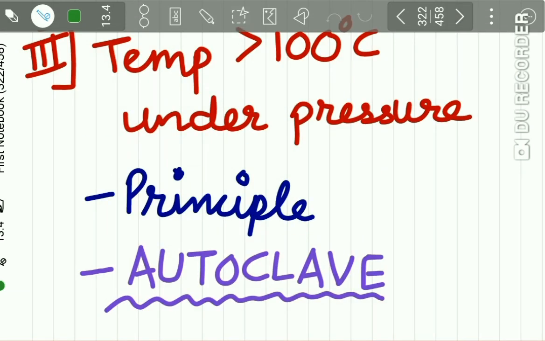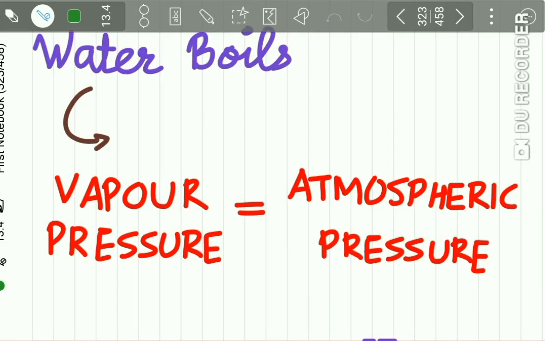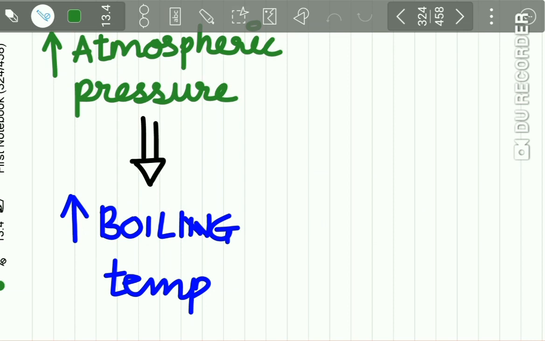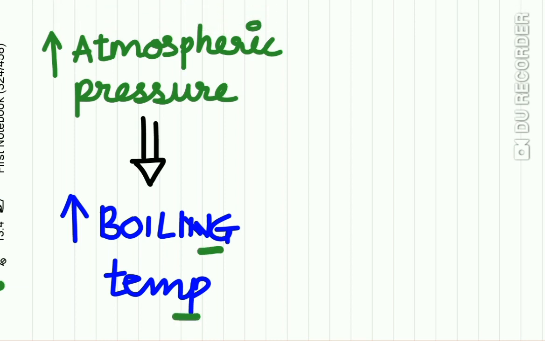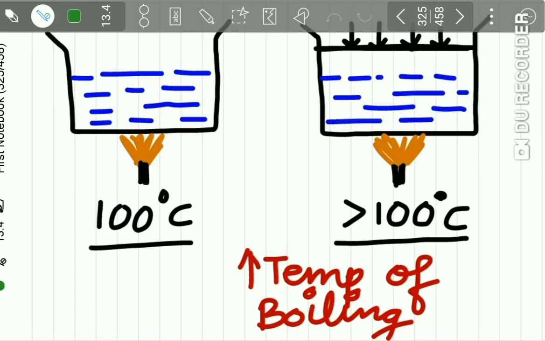Now, the third method of moist heat sterilization is a temperature of more than 100 degrees Celsius under pressure. This is the principle of the autoclave. Now, water boils when its vapor pressure equals the atmospheric pressure. An increase in the atmospheric pressure also increases the boiling point of the water.